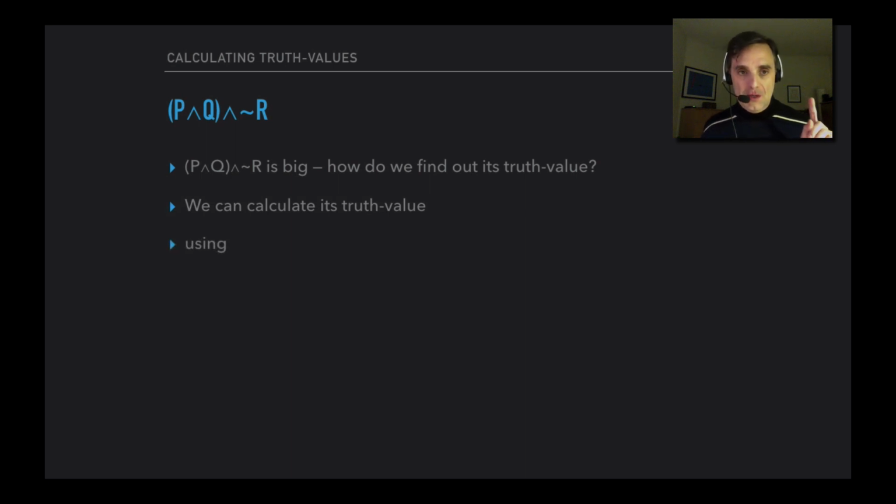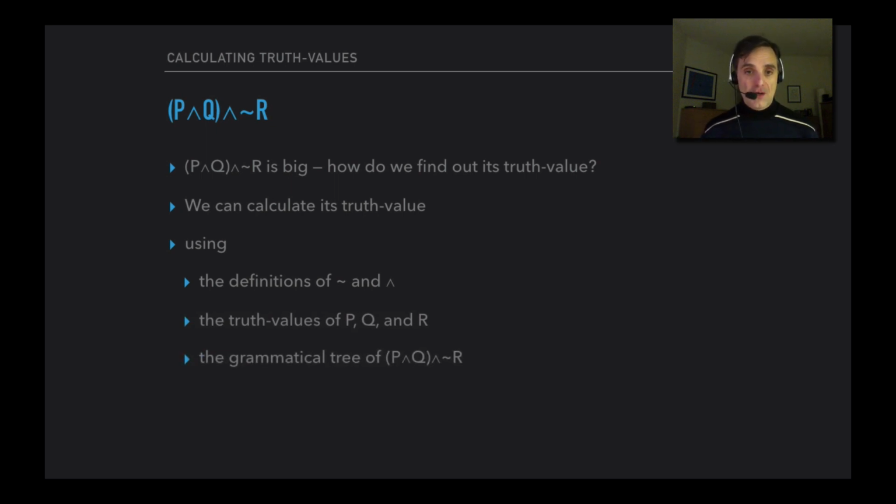Well, we do it using, first, the definitions of negation and conjunction, which we have from the previous video. The truth values of P, Q, and R individually, so they're each going to have truth values, and then the grammatical tree of the whole big sentence. Remember, that's what we've talked about in the parsing module. The tree shows how the whole sentence is built up from sentence letters. So we use those three things together: the definitions of negation and conjunction, the truth values, whatever they may be, of the three sentence letters, and then the grammatical tree of the whole big sentence.